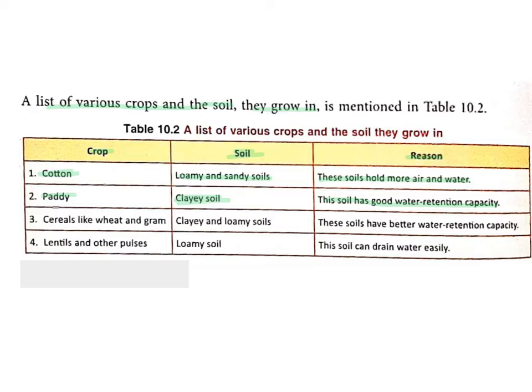The third type of crop is cereals like wheat and gram. Soil required: clay and loamy soils. Reason? These soils have better water retention capacity. The last crop: lentils and other pulses. The soil required: loamy soil. Reason? This soil can drain water easily. So see children, according to their requirements, different types of soils are used for different types of crops.